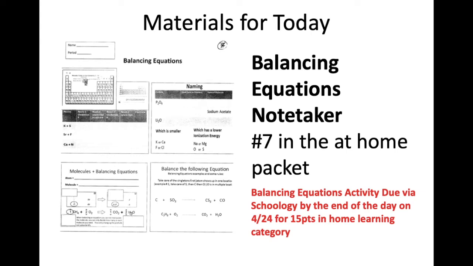So for today, we're going to jump right in. These are the materials you need to take out. You need the note taker that says balancing equations. It's number 7 in your at-home packet. This is going to be due via Schoology by the end of the day this week for 15 points in your home learning category. So make sure you're following along with this.